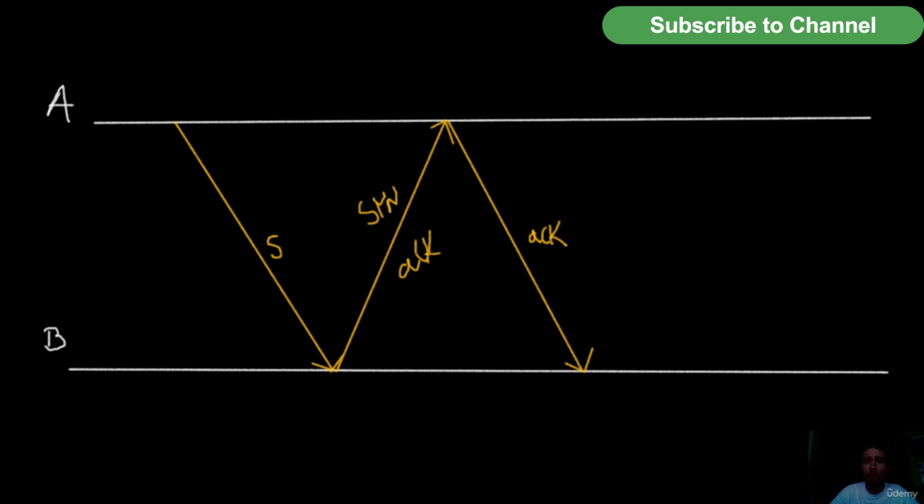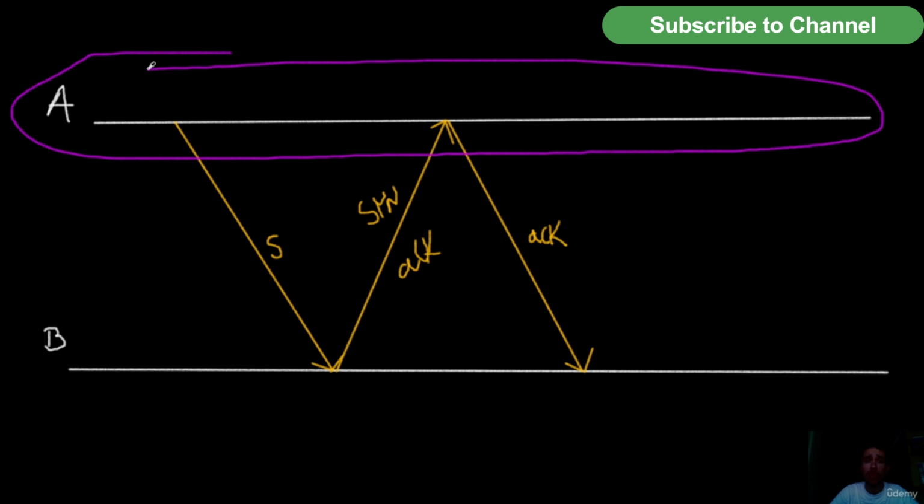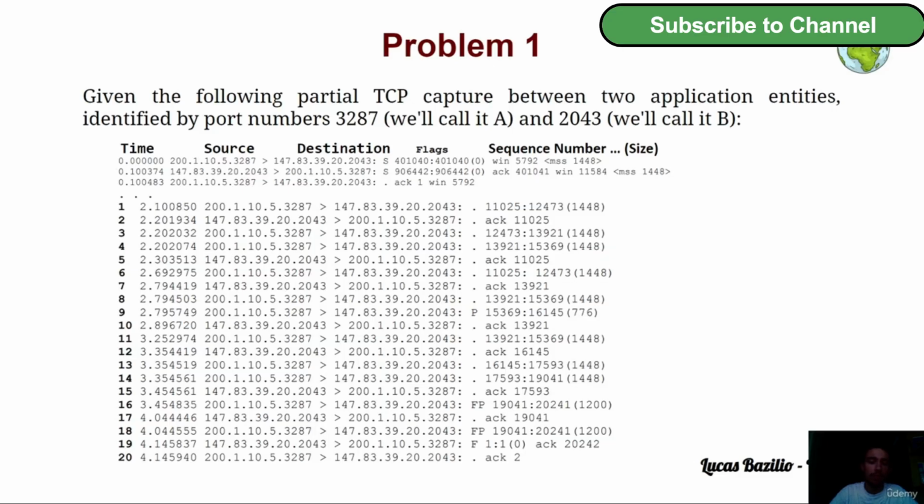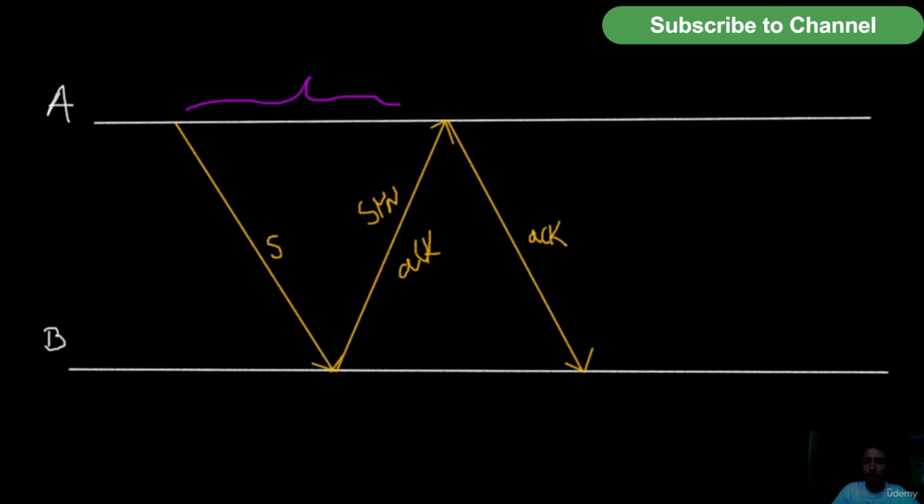Moreover, since we know that the capture is being made on the application A, the round trip time is going to be that very big time, which is the time between the moment we send the synchronization and the moment we receive the synchronization acknowledgement. So this difference, as we can see here, is 0.100374 minus 0. If we compute this difference, we can see that the round trip time is this value.